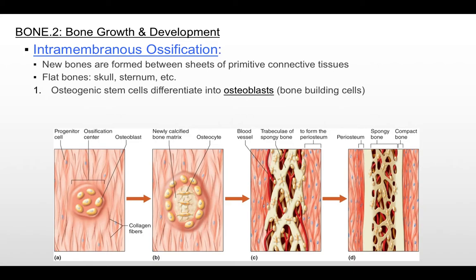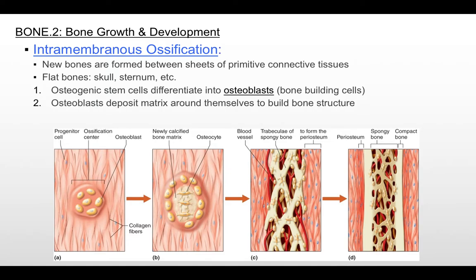The first step in intramembranous ossification is that we have stem cells. Stem cells are capable of differentiating and forming different cell types. And so what they do is they start to form osteoblasts. And osteoblasts, that B stands for bone building. So these are cells that are capable of pushing out calcium, pushing out that bone matrix, and physically constructing a bone.